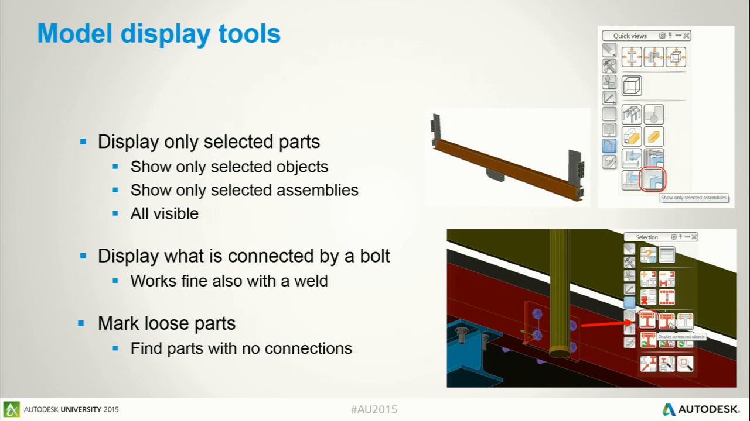Some tools to help display some parts of the model or to check yourself. We have some tools to display, for example, only a selected assembly. We have some tools to see what these bolts are bolting, for example, or what a weld is welding. And we have some tools to filter. For example, we can find which are the parts which are loose parts in my model. So let me show you quickly how it works.